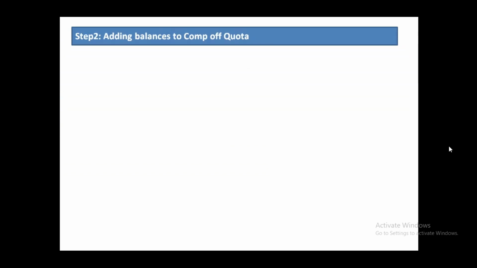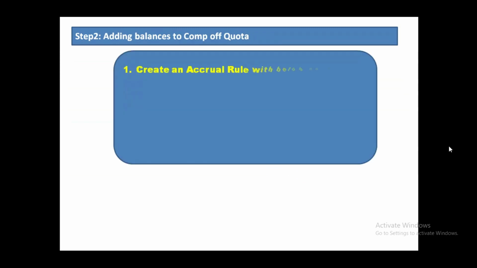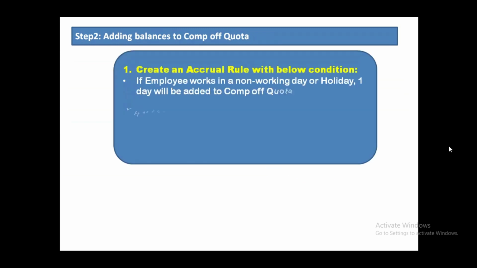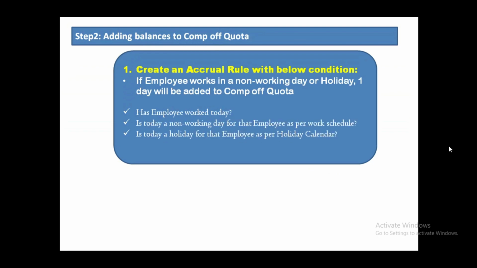Now if we move to step 2, step 2 is adding balances to comp off quota. How to do that? We have to create an accrual rule with the below condition for that. As we know, comp off means that if an employee worked on a non-working day or any holiday, then the employee will be eligible to take one day off against those working hours on the non-working day or holiday.